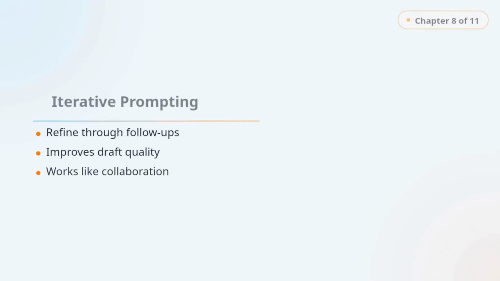Iterative prompting means you do not expect the first answer to be perfect. You ask for a draft, then improve it through follow-up prompts. For example, make it shorter, make it more conversational, add examples, or change the tone. This turns AI into more of a working partner than a one-shot tool.